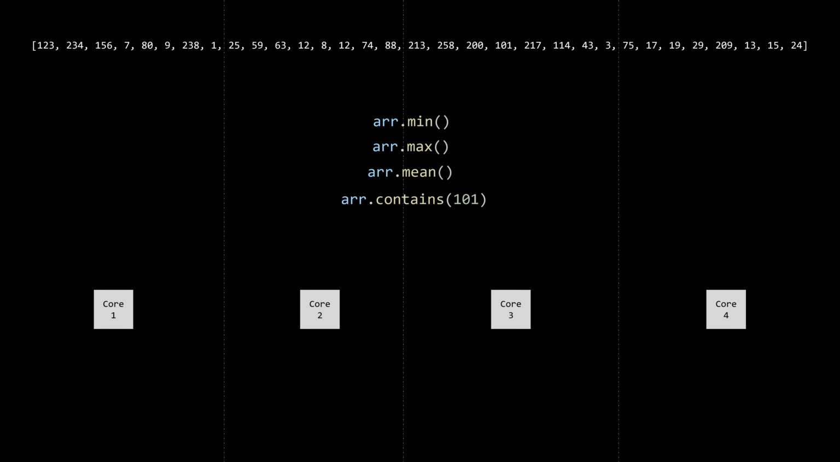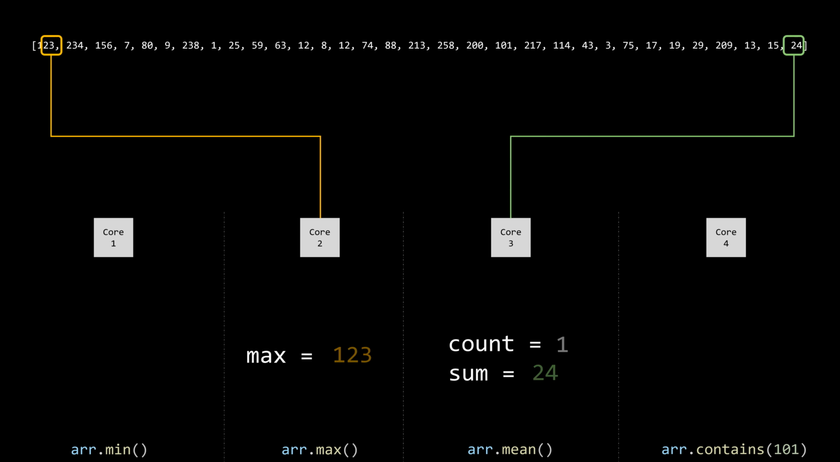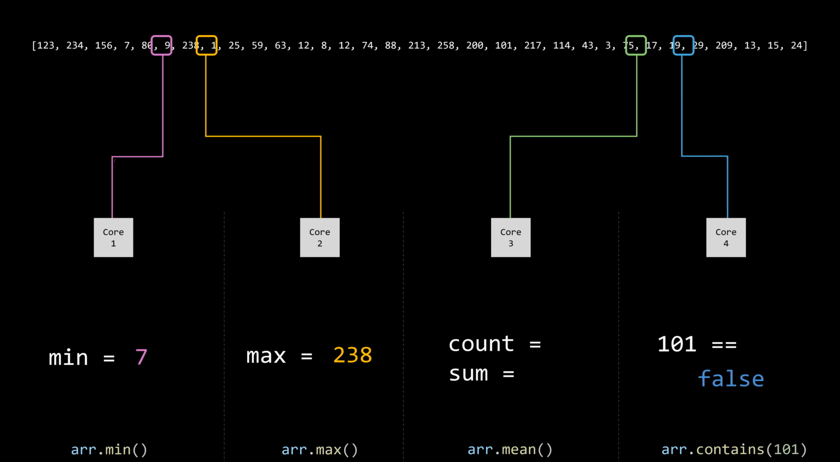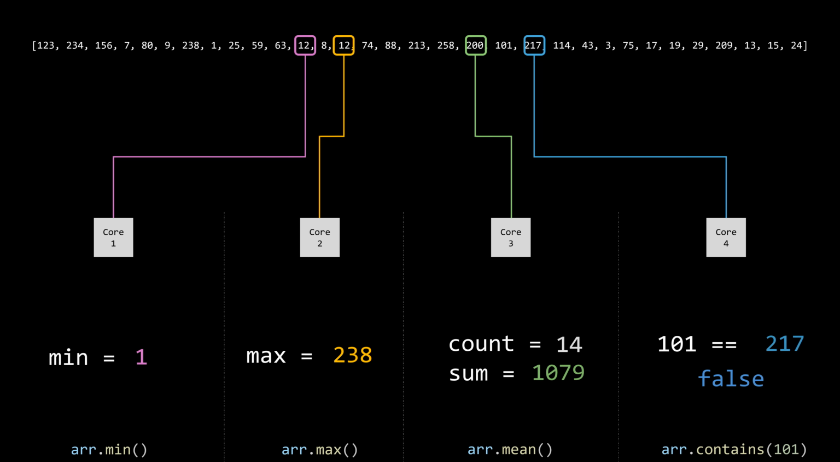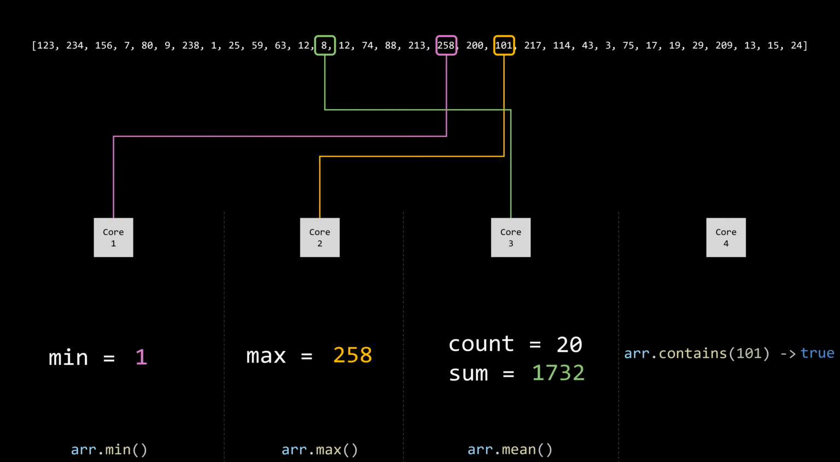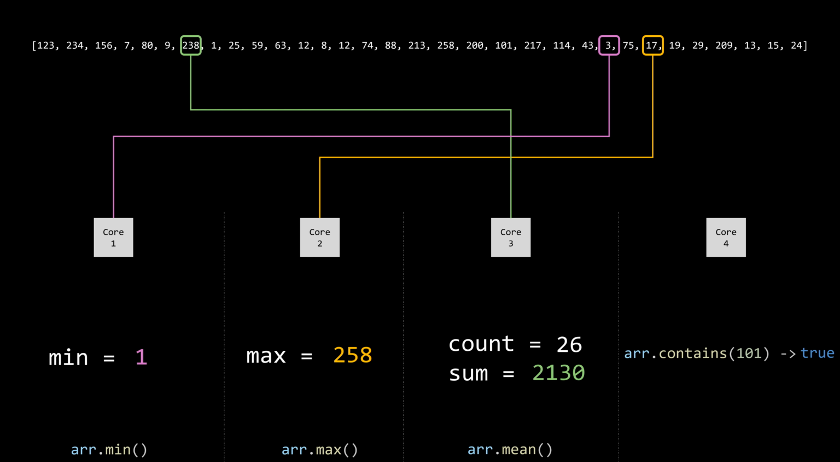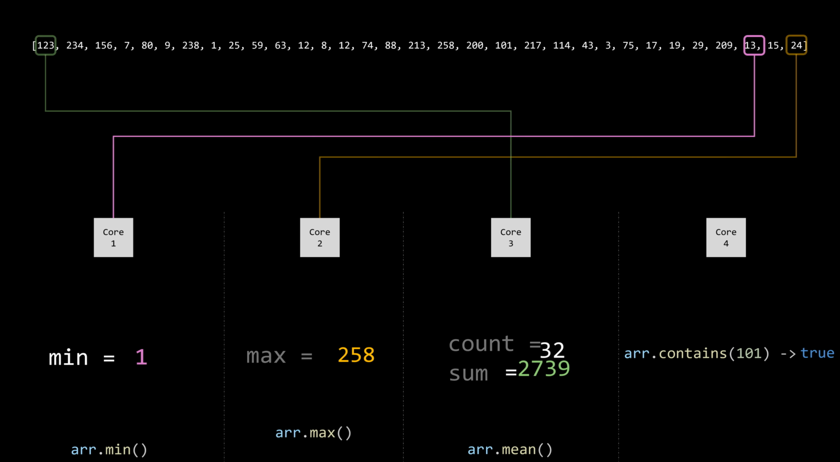But here's what we can do. Assign each operation to a different core. This is an example of task parallelism. Different threads working with the same dataset but performing different operations. Again, using 4 cores doesn't mean the process will be 4 times faster, but it's still a significant improvement. On a single core system, we'd have to perform these 4 operations one after the other. With 4 cores, we can execute them simultaneously, reducing the total time.